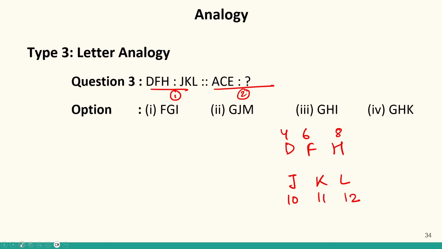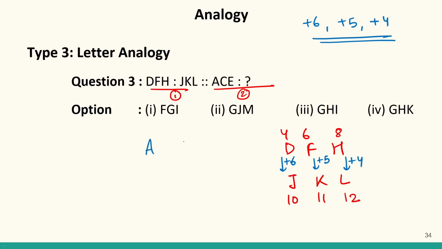So here to here I can see that from 4 to 10 we are going plus 6. From 6 to 11 we are going plus 5. Similarly from 8 to 12 we are going plus 4. So this is the logic. We are going plus 6, then plus 5, then plus 4. This logic is being used.